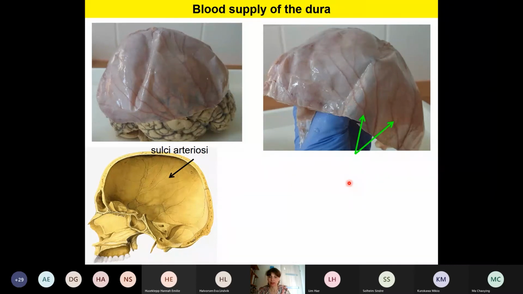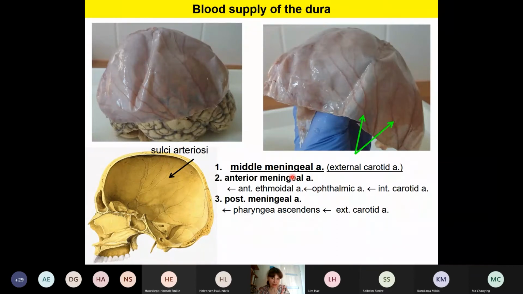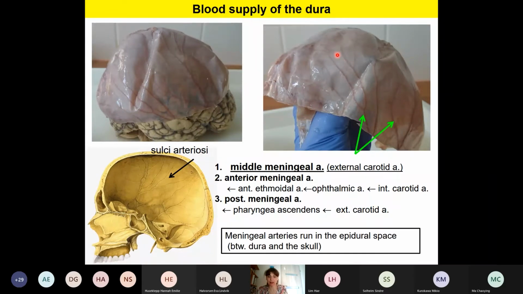The dura and also the other meninges are supplied mainly by the branches of the middle meningeal artery. You can see here in these pictures how the dura looks. So this is like a cap around the brain, and these meningeal vessels are located on the outer surface of the dura. So they actually run in the epidural space, and the most important artery is the middle meningeal artery coming from the external carotid, but we also have an anterior and a posterior meningeal artery. But as you can see, only the anterior one comes from the internal carotid.